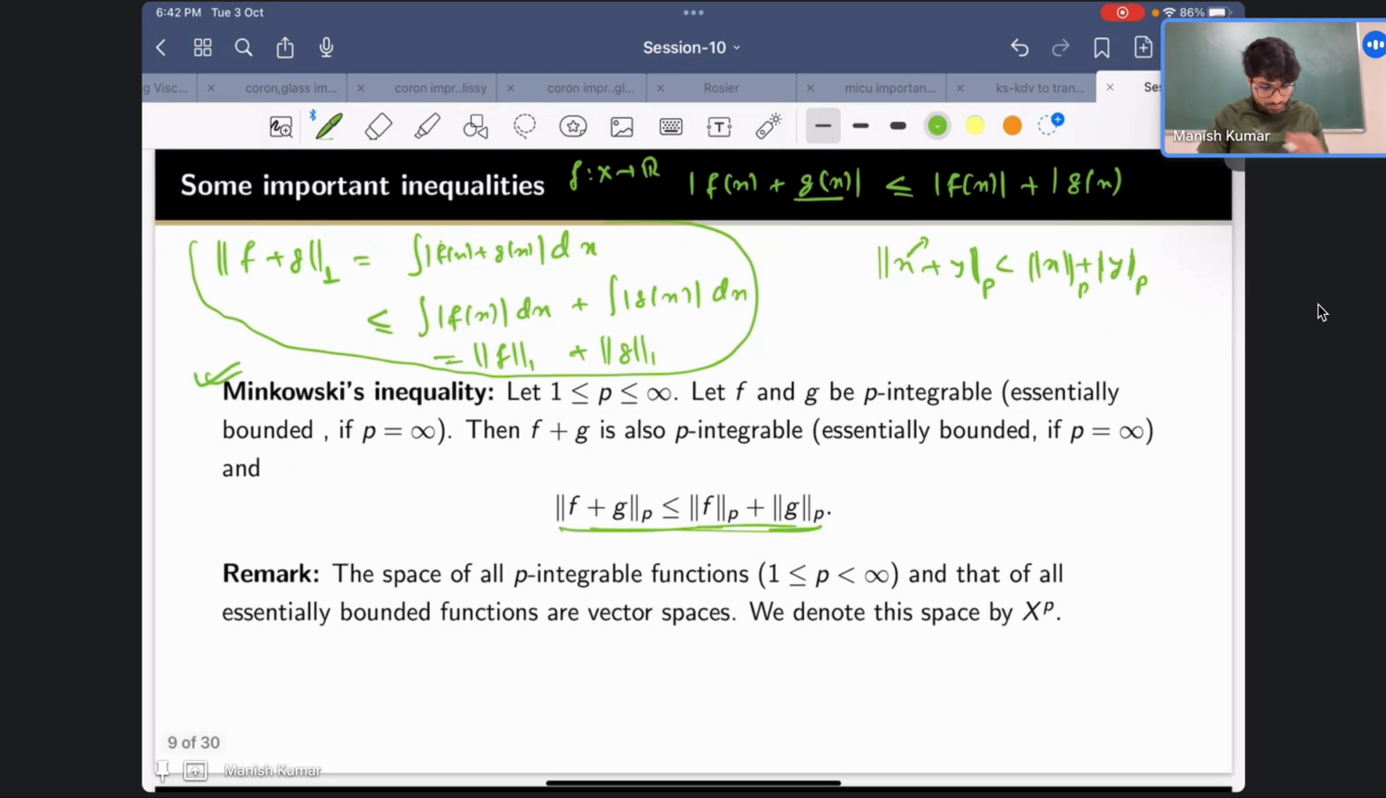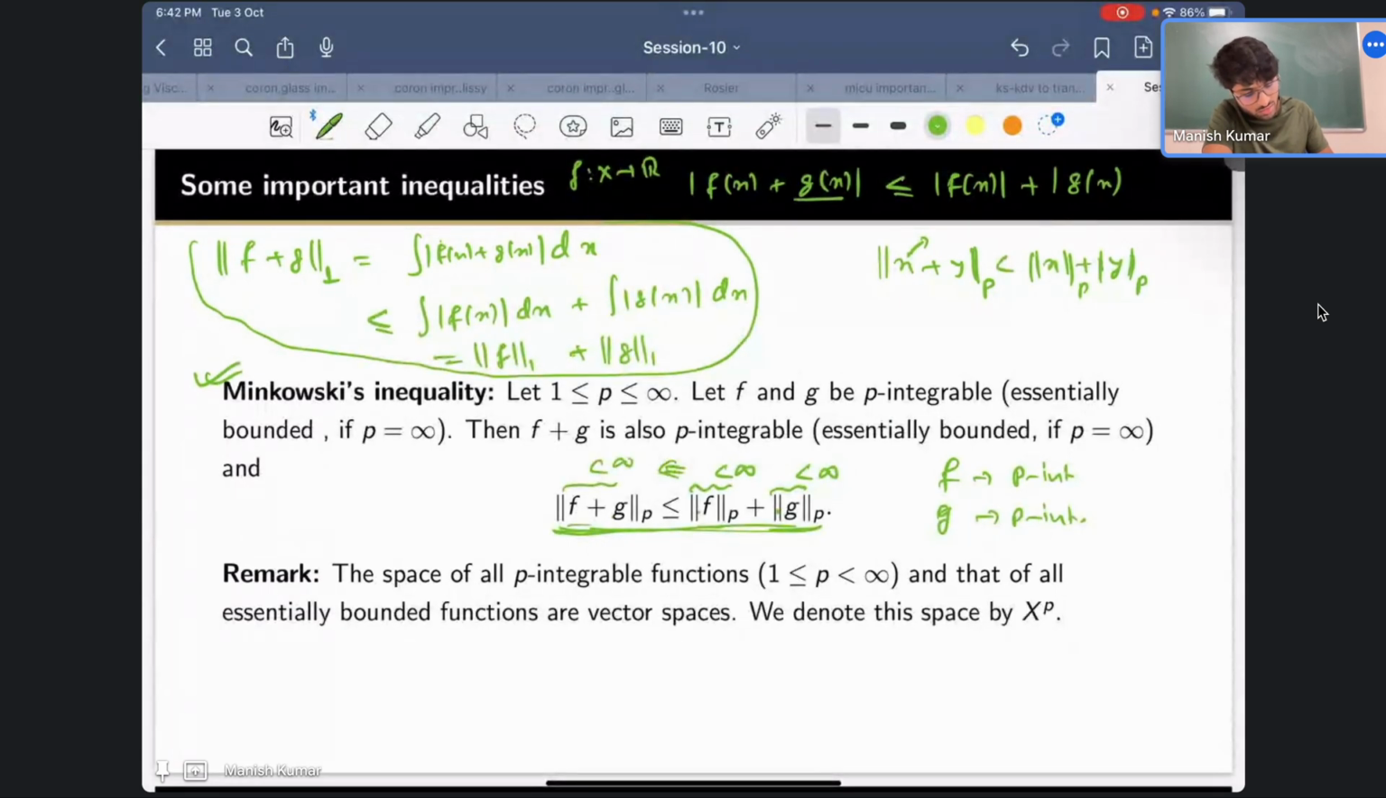Okay, now because of this, see what this says. This says that suppose f is p integrable and g is p integrable, then f plus g is also p integrable, because f is p integrable means this is finite, g is p integrable means this is finite, and this quantity is less than or equal to this plus this, so this is also finite.